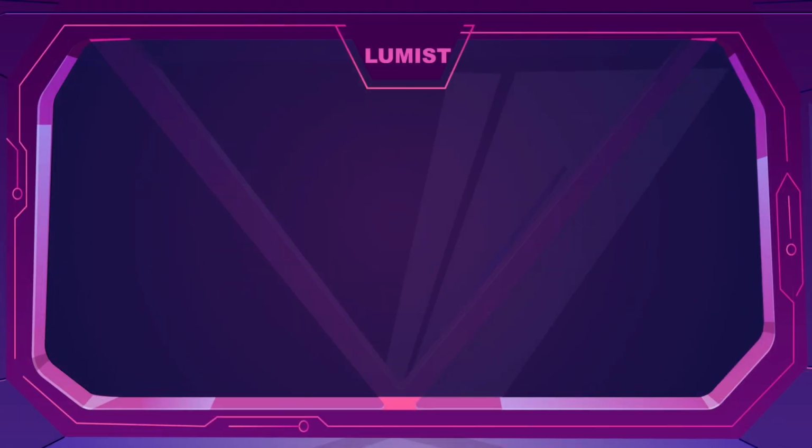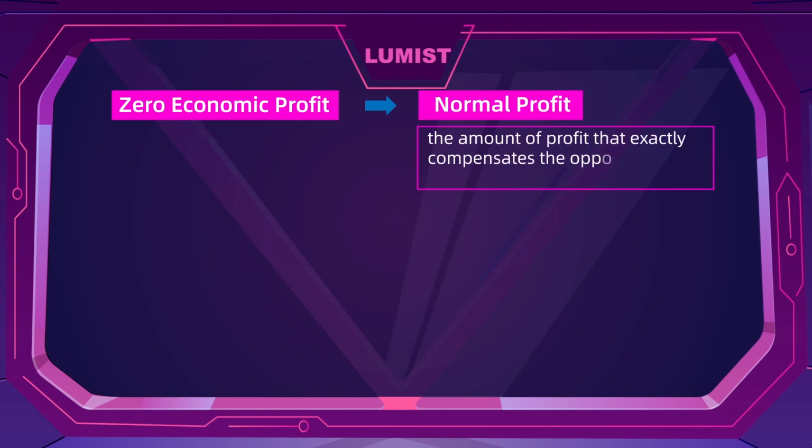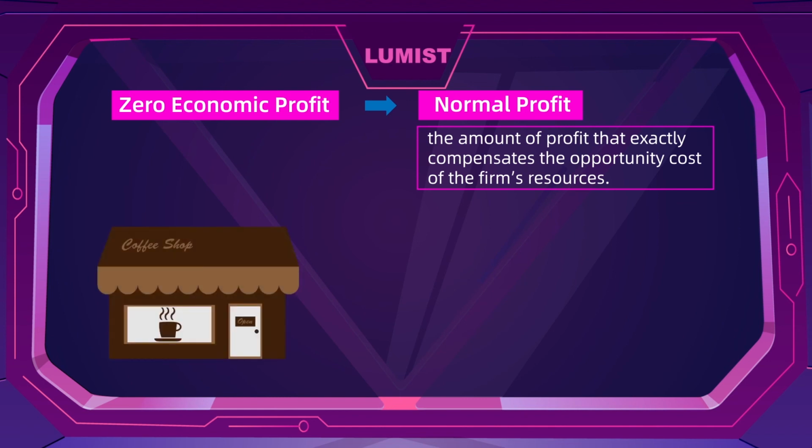A special level of economic profit is when there is zero economic profit, which we call normal profits. Normal profit is the amount of profit that exactly compensates the opportunity cost of a firm's resources. If we say that our coffee shop makes zero economic profits, or we make normal profits, what we really mean is that we are making just as much as we could have doing something else.